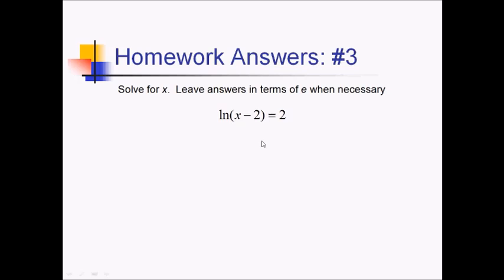For number 3, we have a log equation with an ln. That means we need to raise e to both sides. That'll cancel the ln on the left, leaving us with just x minus 2. And on the right, we have e to the second power. We still need to get x by itself, though, so we have to add 2 to both sides. And they said we could leave our answer in terms of e, so e squared plus 2 is good enough.